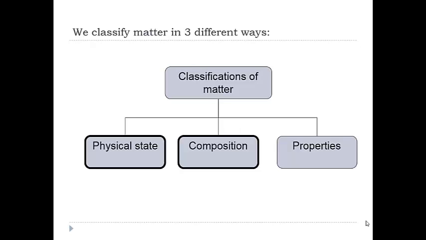All right, so we're going to classify matter. When we classify things, we find different ways of understanding. So we can classify things like, for example, people. We can classify them by height, by age, by occupation. And those three different ways of classifying tell us different things. They give us different information.